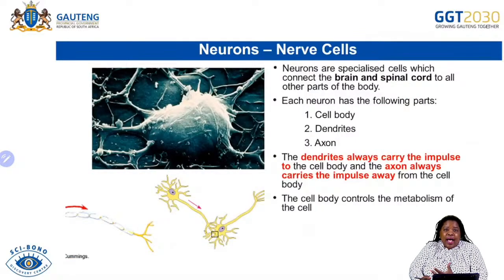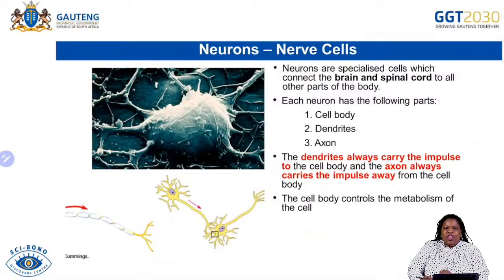Now again, you can ask yourself, what are the neurons? So neurons are nerve cells. Remember, we've said nerves are made up of millions of what? The neurons. Then what are neurons? Neurons are nerve cells. They are specialized cells which connect the brain and the spinal cord to all parts of the body. All right? Now, we've got types of neurons.